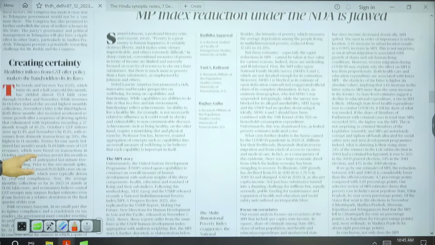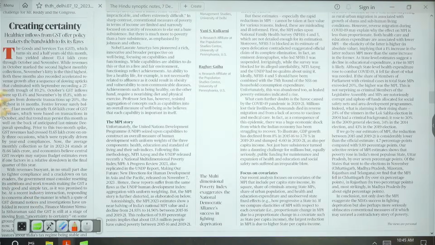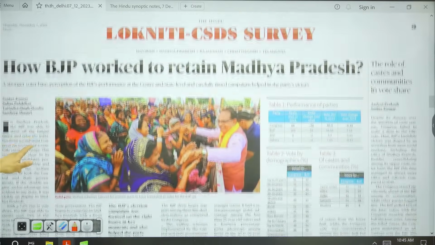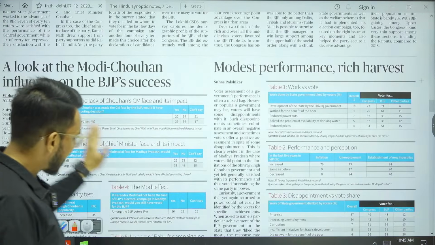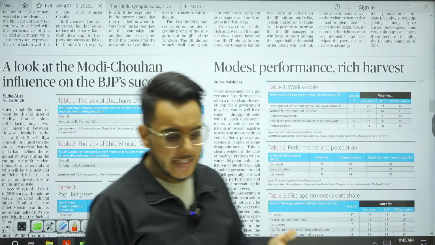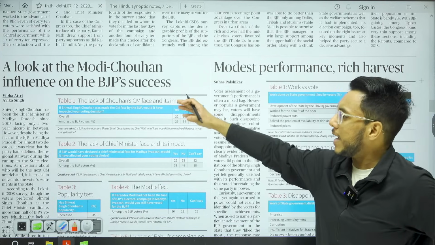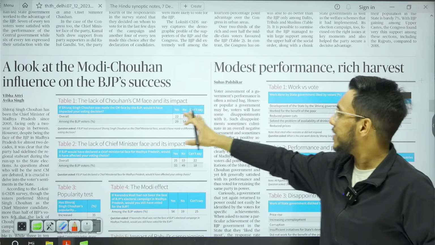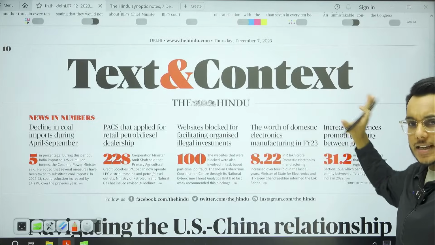Then guys, further moving on, here is a side article. This article talks about GST inflows being on a healthy trajectory. Then, how BJP worked to retain Madhya Pradesh. This entire page is filled with the recently held elections and the information that is coming out of them. A look at Modi and Chauhan's influence on the BJP success, modest performance, rich harvest. No need to go into these articles for your examination.